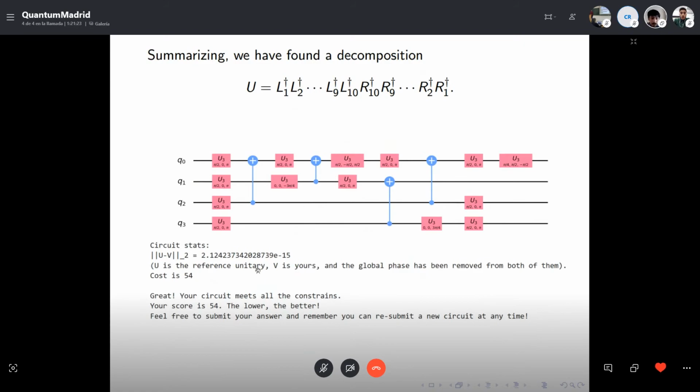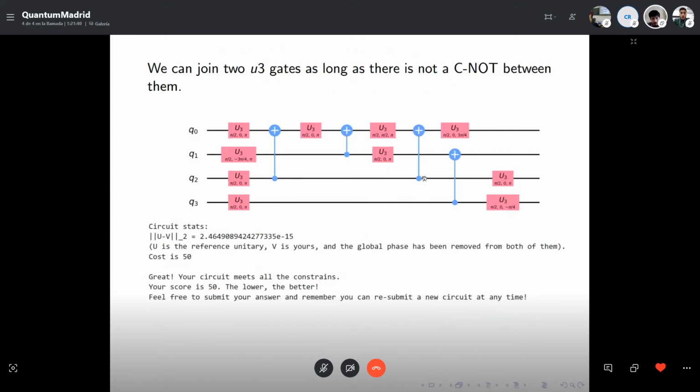But we can reduce the circuit more because we can join the U3 operations that are, for example, this and this. We can join them because they are together, and there is no control-not between them. So we can join them and reduce the number of control-nots used. This decreased the cost from 54 to just 50. Very good. I was very happy in this moment, and without loss of precision.